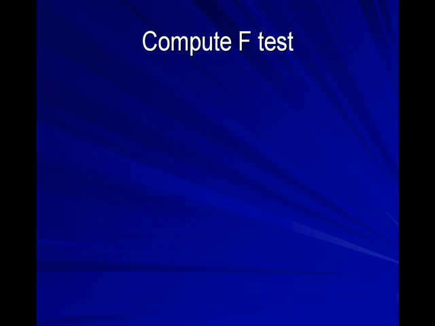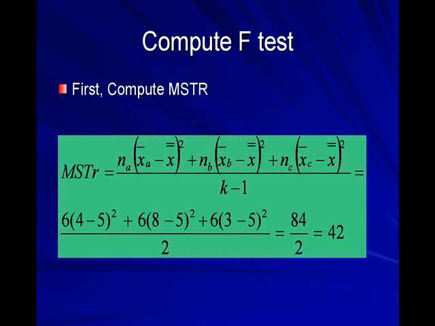Next, compute the F test. To do that, we'll first start with computing the effect, the mean square treatment. Okay, let's just break this formula down a little bit. Look at the upper left-hand side of the formula, the left-hand side of the numerator. That n_A is just the sample size for group A. There were 6 in that sample.